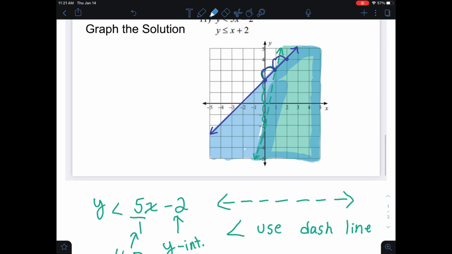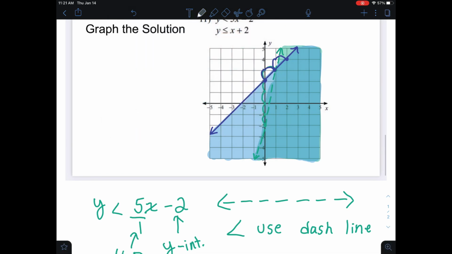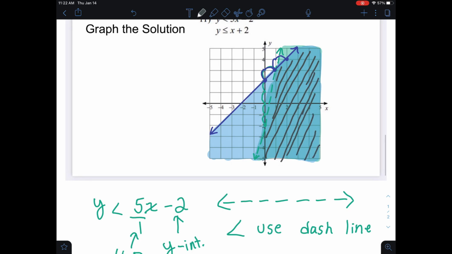Now, this isn't your final answer. You can't keep your final answer like this, because now we need to find where they intersect. So if we look at that, both shadings are overlapping in this area right here. Both of them are overlapping right here, as we can see. So now you can erase both, and this is your answer.